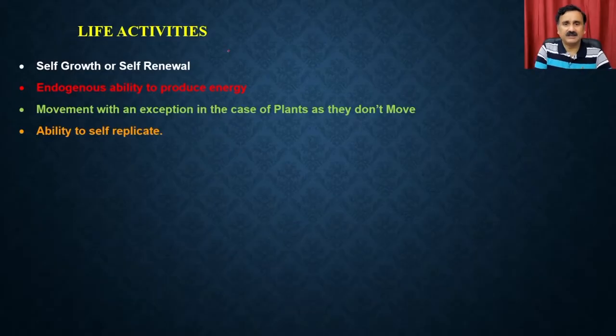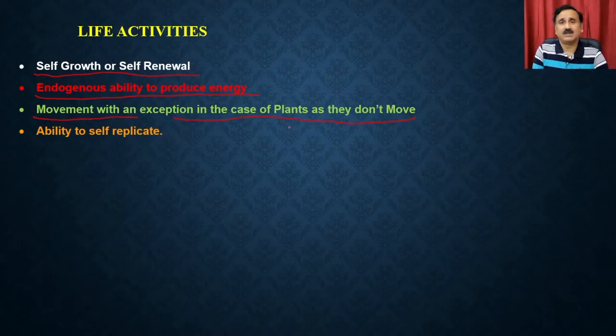If you see the life activities, an organism is considered to be alive if it performs these four functions. It has the ability of self-growth or self-renewal. It should have an endogenous ability to produce energy. Then it should also have movement from one place to another. In this case, there is an exception, as plants do not move from one place to another, although there are some plants which do. And then it should also have the ability to self-regulate.